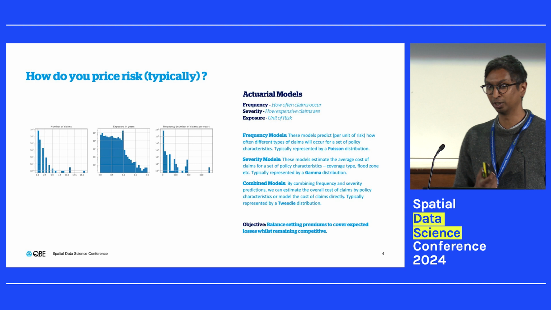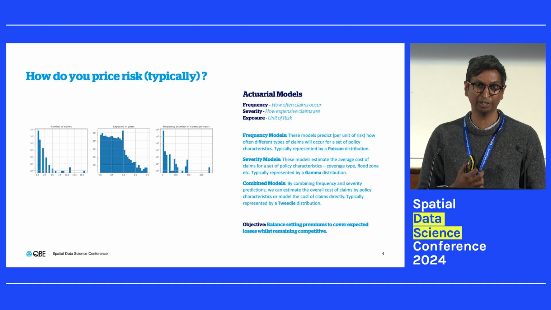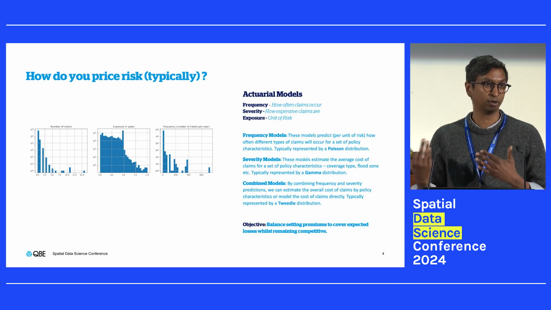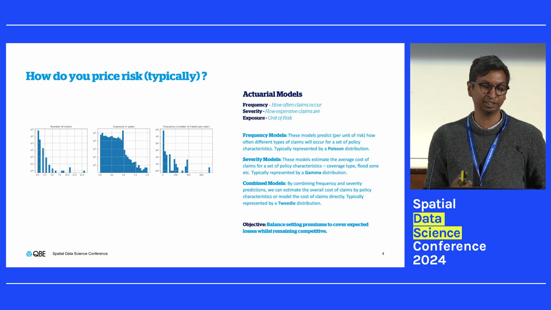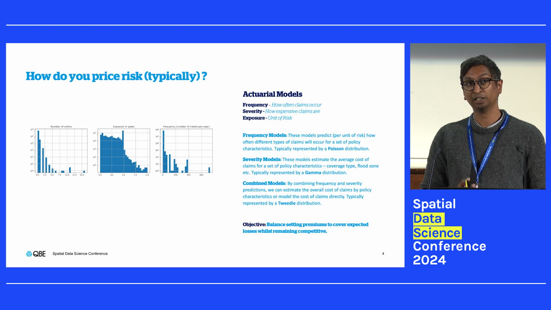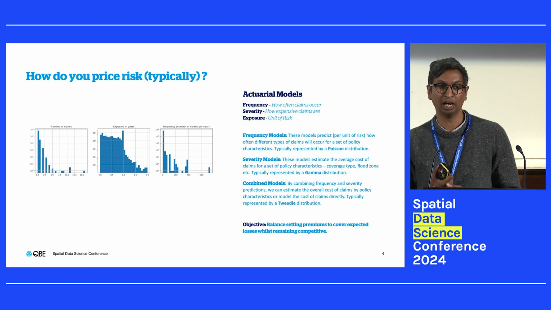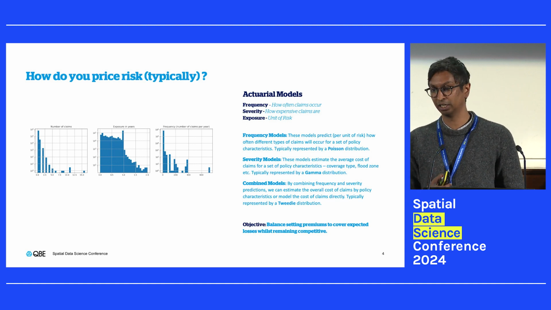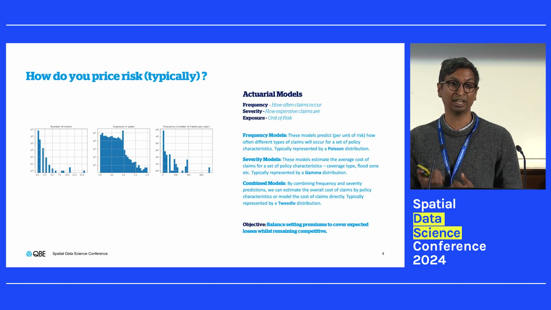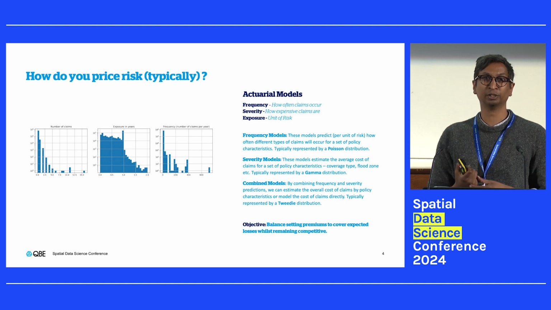A typical actuarial model revolves around three components. First component is the frequency component. When we model a historical portfolio, we'll be looking at the frequency of claims. The frequency models are typically represented by a Poisson distribution. Then we look at the severity component, which is essentially how expensive claims are. That is typically represented by a gamma distribution. You can also model the two things together, and modeling them together is typically represented by a Tweedie distribution. But with an actuarial model, you would be typically looking at historical data.